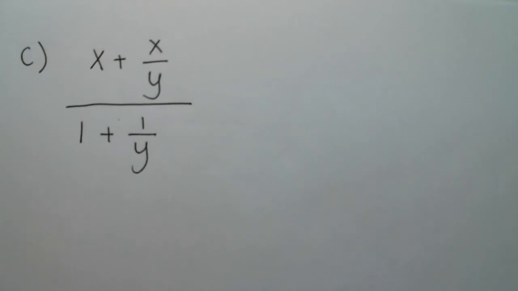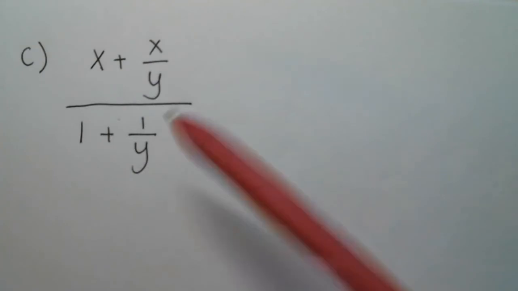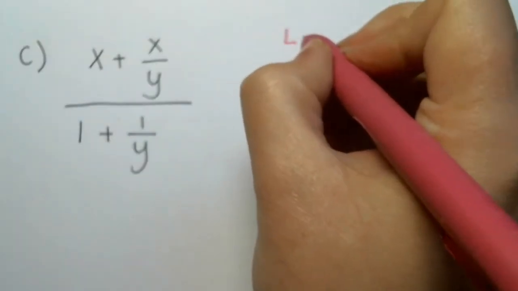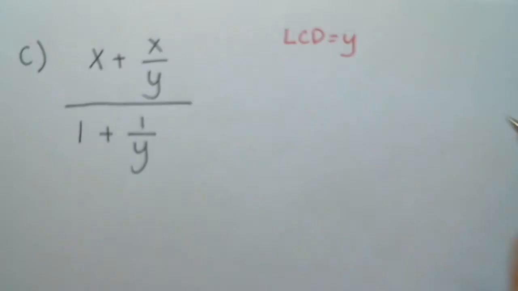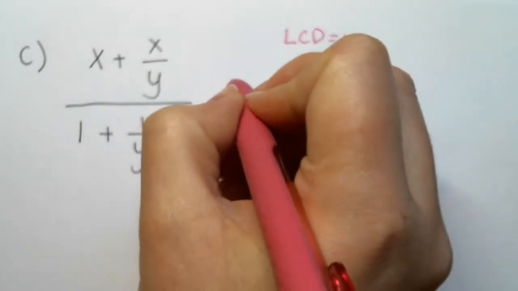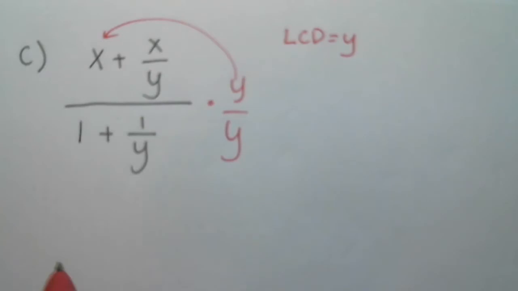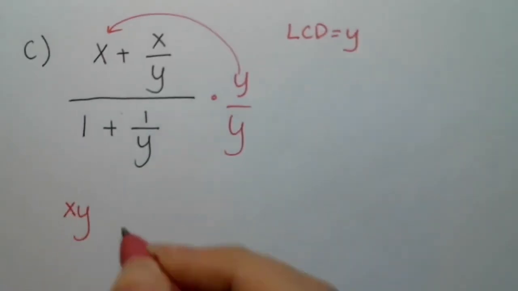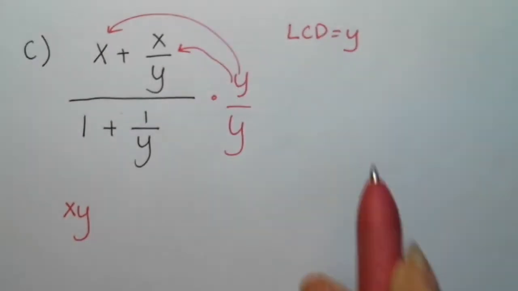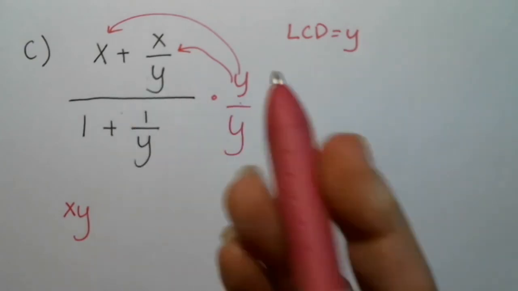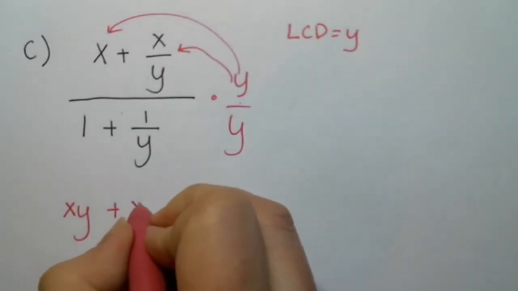Okay, so when we look at the two smaller fractions, we have x over y and 1 over y. So it's clear that the LCD is going to be y. So I'm going to multiply by y over y here. Now when I distribute this, I get x times y, or xy. And then here, this y is going to cancel with the denominator, so I just get x.